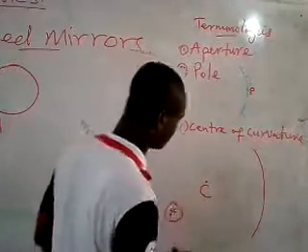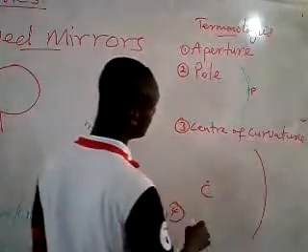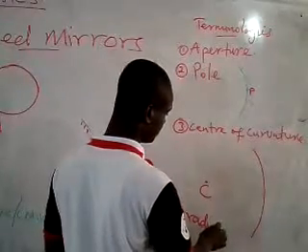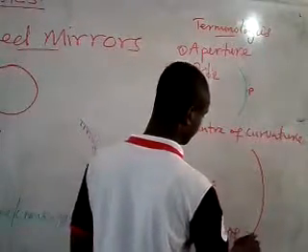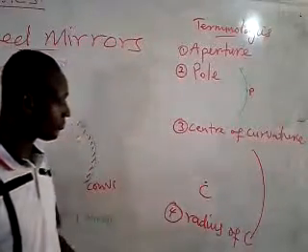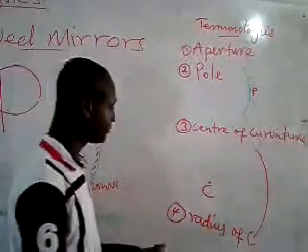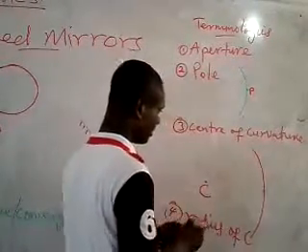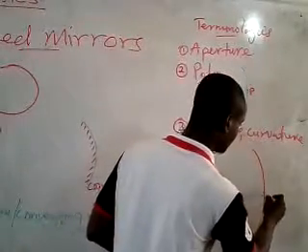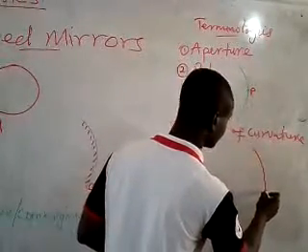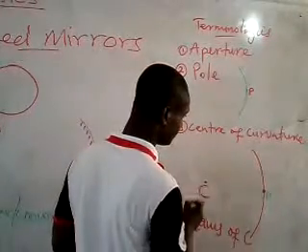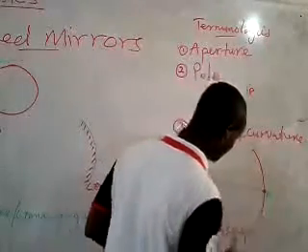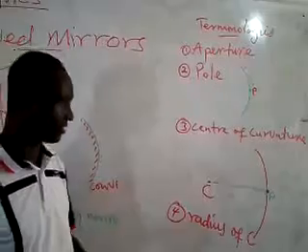Terminology number 4 we shall talk about will be radius of curvature. It's the distance between the center of curvature and then the pole. Let's have the pole here. That is the center of the mirror, and then the center of curvature. The distance between the center of curvature and the pole is the radius of curvature.